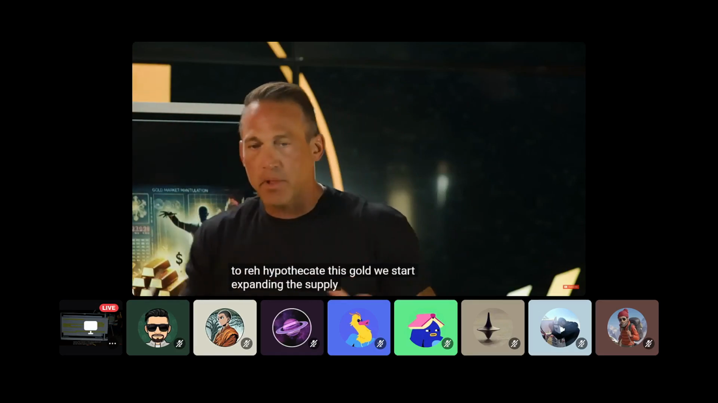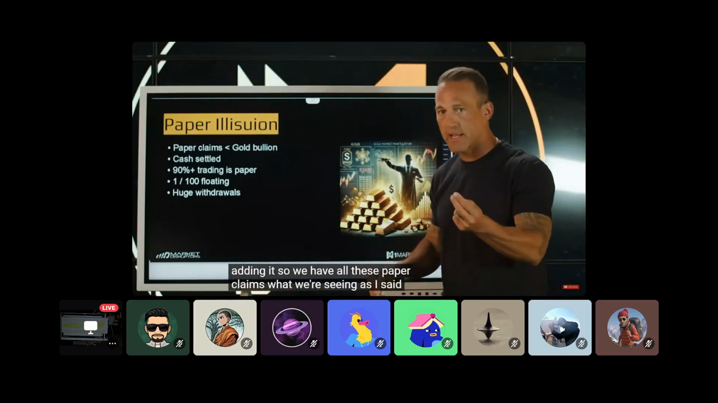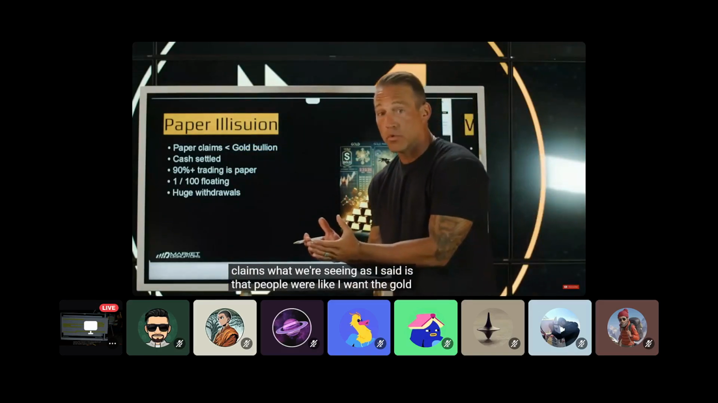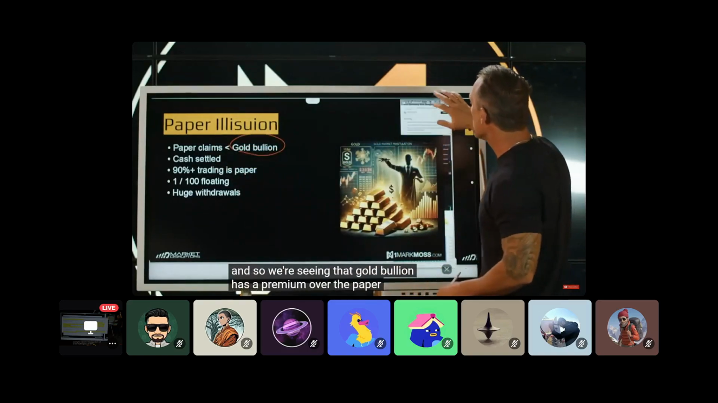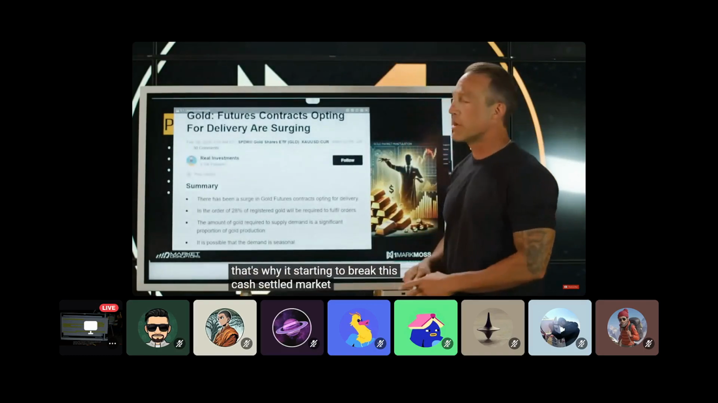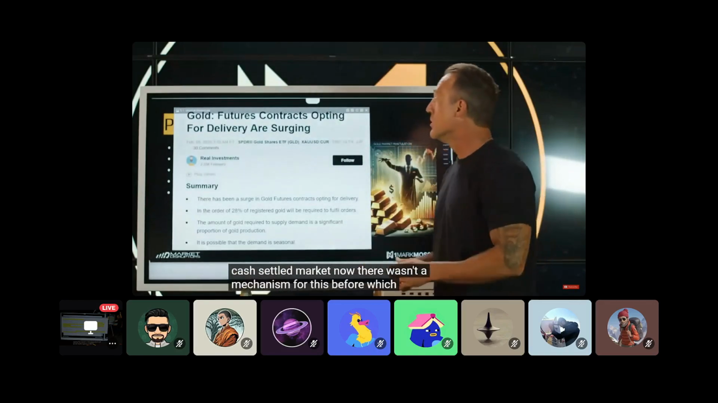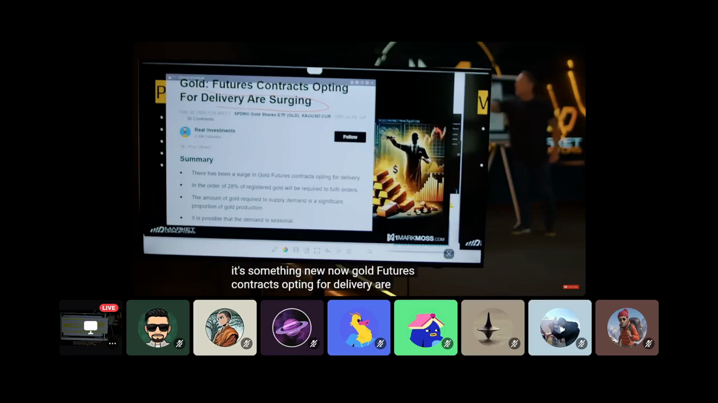We start expanding the supply without actually adding it. So we have all these paper claims. What we're seeing, as I said, is now people are like, I want the gold. And so we're seeing that gold bullion has a premium over the paper claims. And that's why it's starting to break this cash settled market. Now, there wasn't a mechanism for this before, which is why it's something new. Now, gold futures contracts opting for delivery are surging.